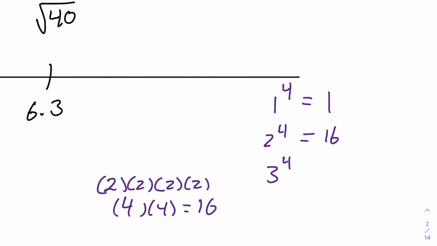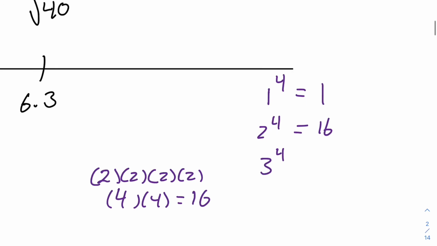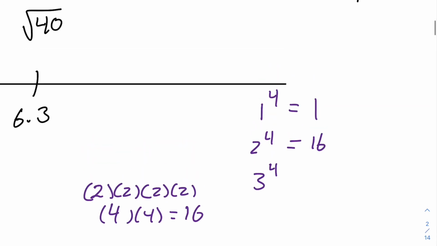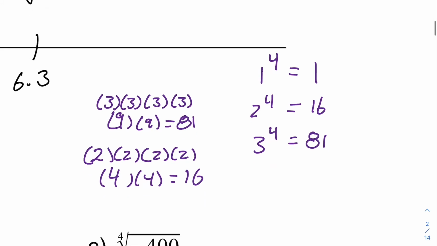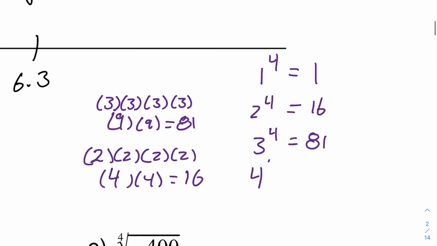Then we've got to do 3 to the power of 4. So let's do 3 to the power of 4. So 3 times 3 times 3 times 3. So here I get 3 times 3, which is 9. And then I have 3 times 3 again, so that's also 9. And then 9 times 9 is 81. So this is going to equal 81. So it's getting big very, very fast.